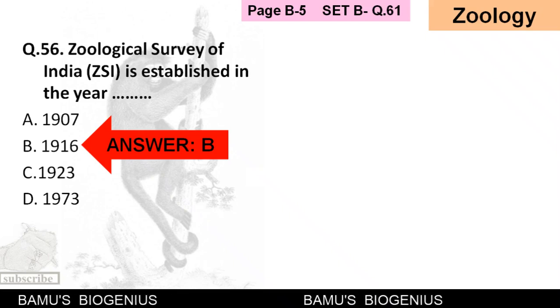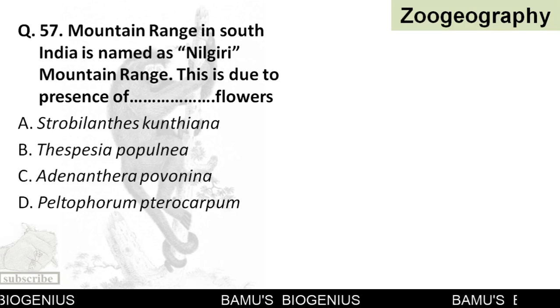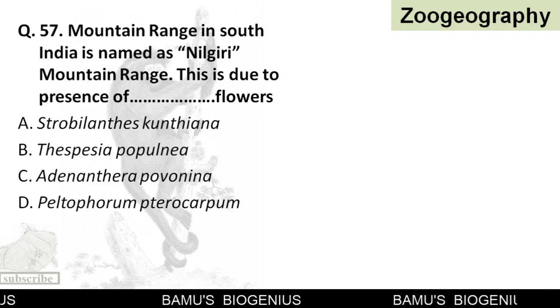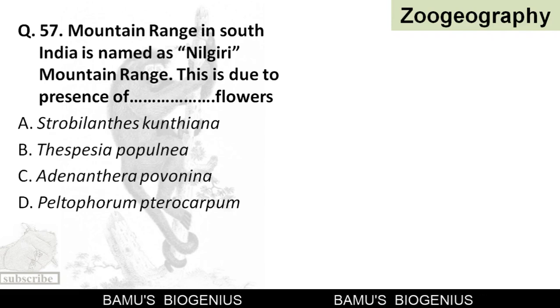Now the next question is question number 57. The mountain range in South India is named the Nilgiri mountain range. This is due to the presence of flowers. This question is from a zoogeographical point of view.